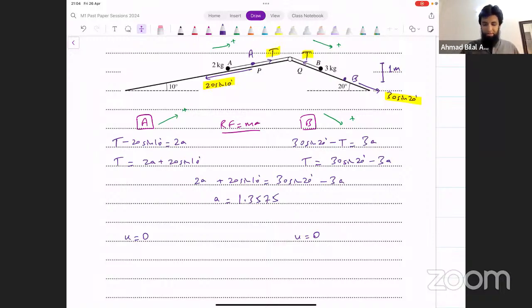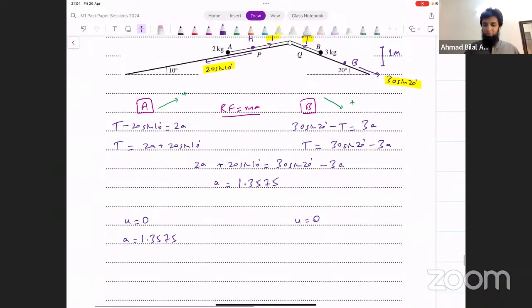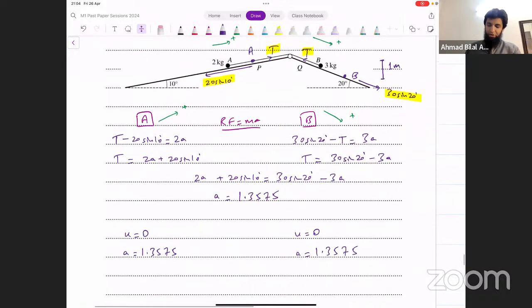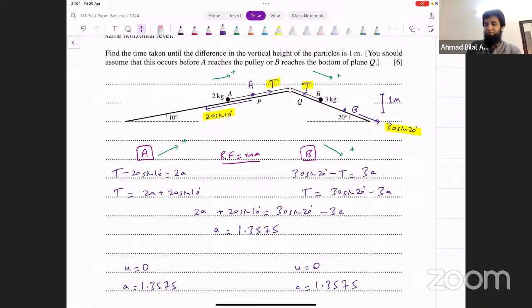That's the acceleration of both the particles. A is moving up the plane, and its acceleration is 1.3575. B is moving down the plane, and its acceleration is also 1.3575. So we know their initial velocities and we know their acceleration. Now, what else do we know? We need to find the time taken. There's another piece of information that we're given: the difference between the vertical heights of the particles is 1 meter.